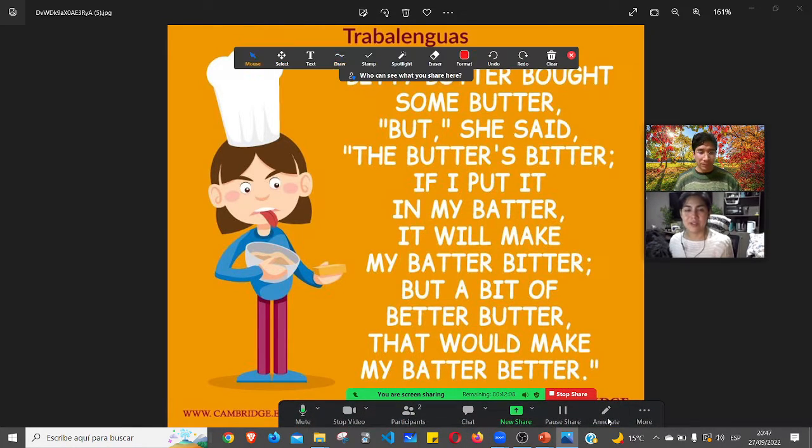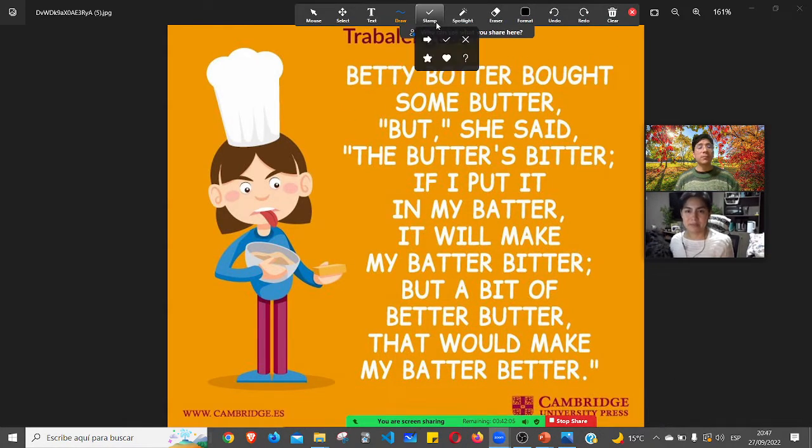Go. Okay. Betty Butter bought some butter, but she said the butter is bitter. The butter is bitter. If I put it in my butter, it will make my butter bitter. But a bit of butter that will make my butter better.